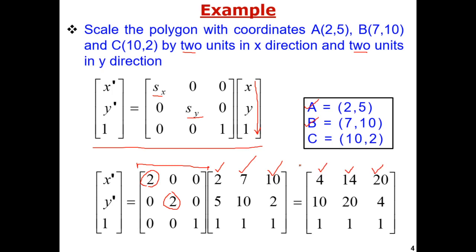So whenever you draw this particular new vertex, you can see that the effect of the scaling will increase. So this is a simple numerical problem that we are going to solve here. Now come to the next point. What is the problem of this particular operation? If you apply the scaling operation, then what will be the problem?